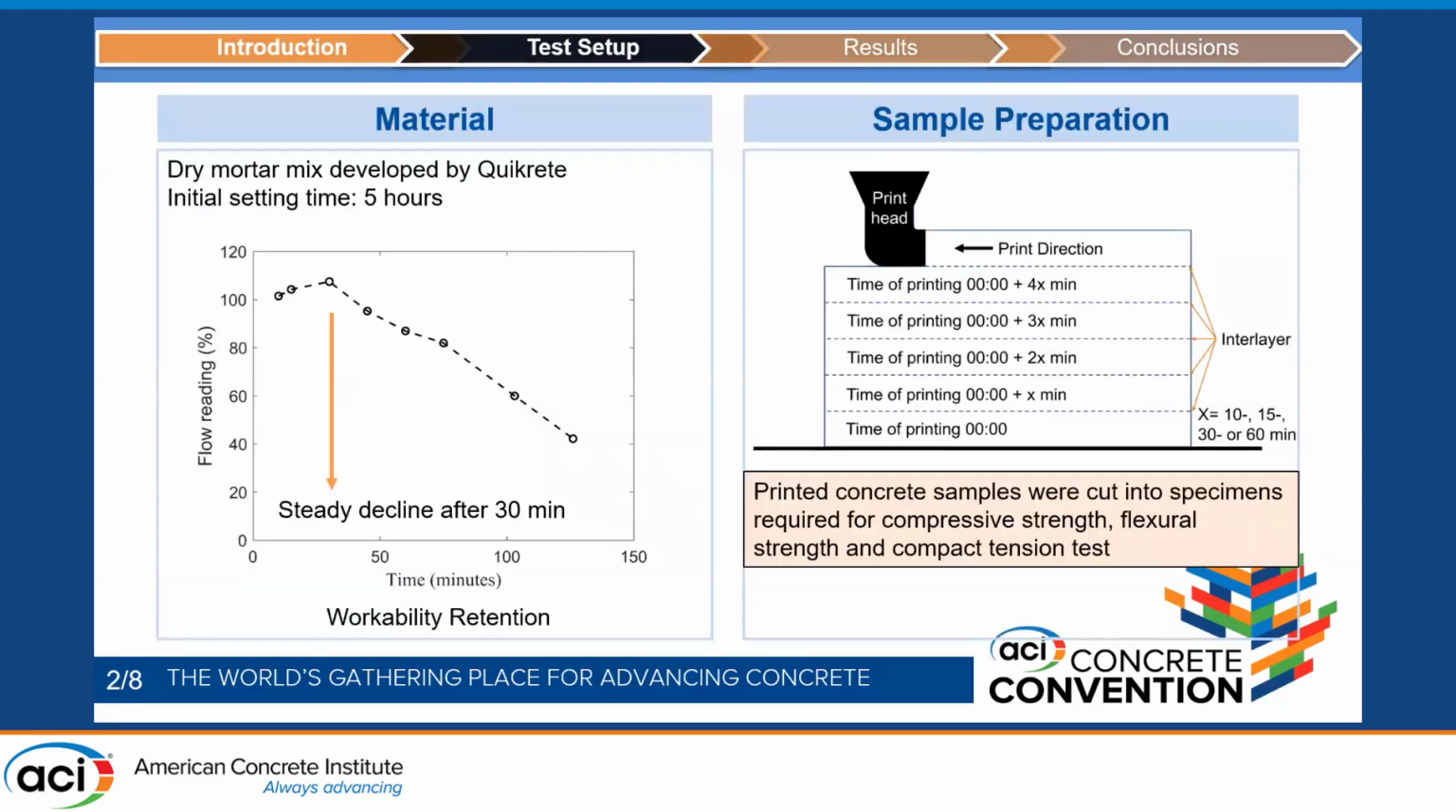I used a dry mortar mix developed by Quikrete. Although the setting time was 5 hours according to ASTM C403, the workability started declining after 30 minutes. I used this material to print the concrete using a 2x4 nozzle, and I chose interlayer time lapses of 10 minutes, 15 minutes, 30 minutes, and 60 minutes for 4 batches. These printed concretes were later cut into small pieces to test compressive strength, flexural strength, and compactness index.